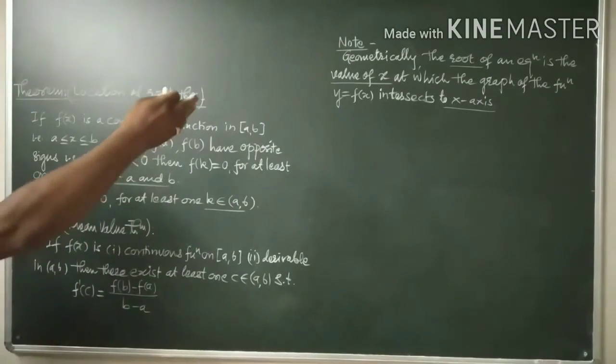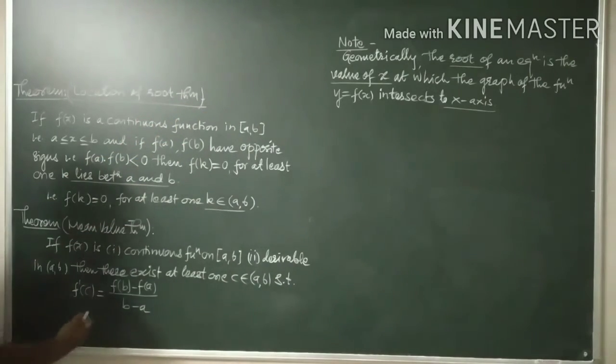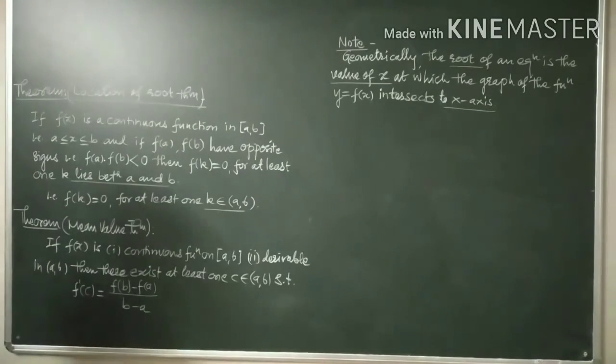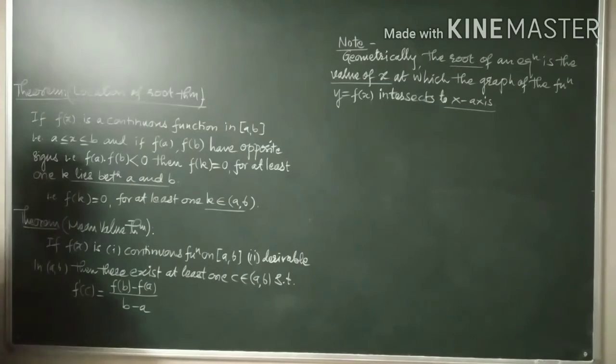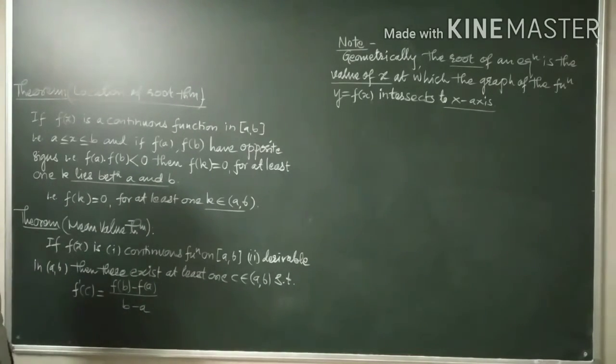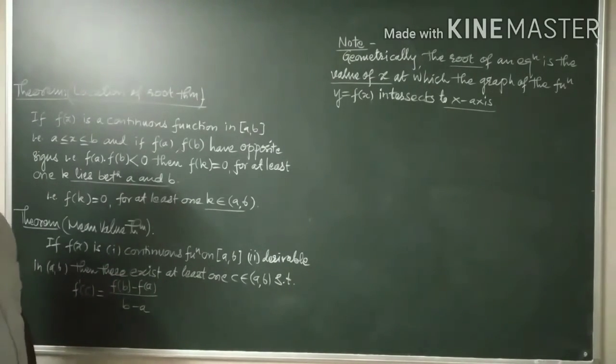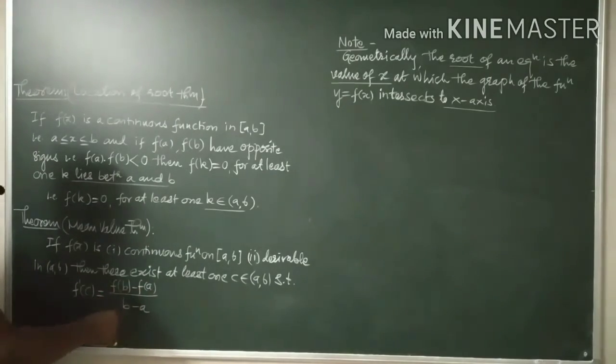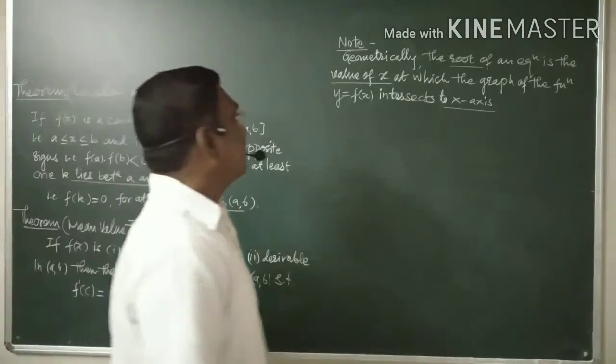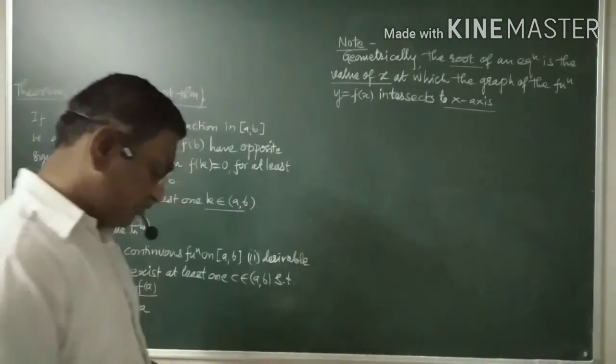And here, if I take this one, you will find that the geometrical meaning of the derivative, as we learned in first year BSc, is the slope of the tangent to the curve. Therefore f dash of c is equal to f(b) minus f(a) divided by b minus a. Here the points are (a, f(a)) and (b, f(b)), and therefore the slope of the line passing through two points is f(b) minus f(a) divided by b minus a. So these three things you need to consider.